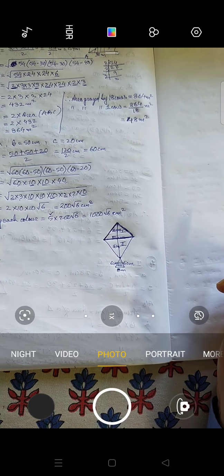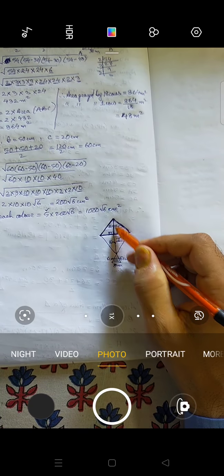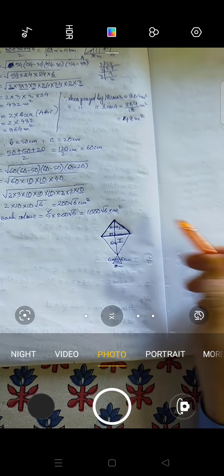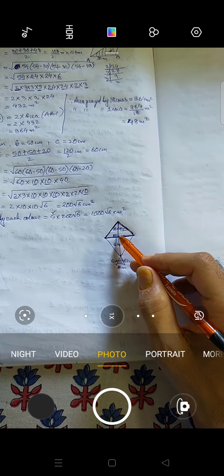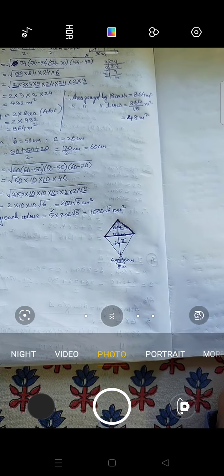Bisects means it divide into 2 equal half. That means this half and this halves are equal. So total was 32, it will be 16 and this will be 16. Any problem?